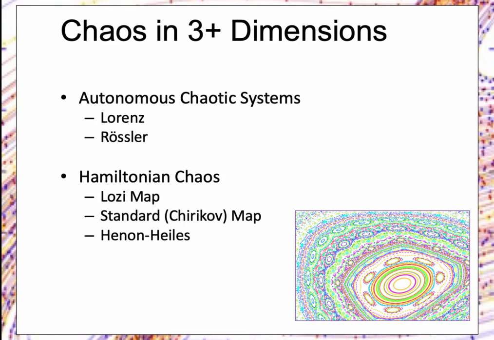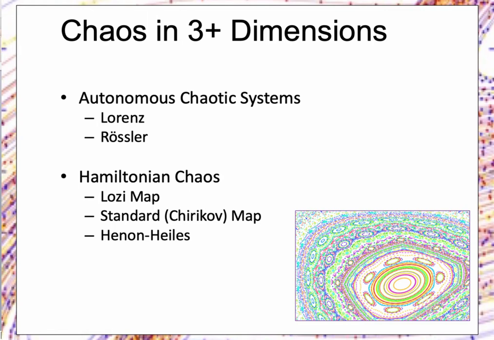We're going to start with a discrete map known as the Lozi map, and then talk about the standard Chirikov map, as well as the Henon-Heiles continuous dynamics. In an autonomous 3D chaotic system, one does not have explicit time dependence, and yet one will have at least 3 degrees of freedom, which does enable chaos.